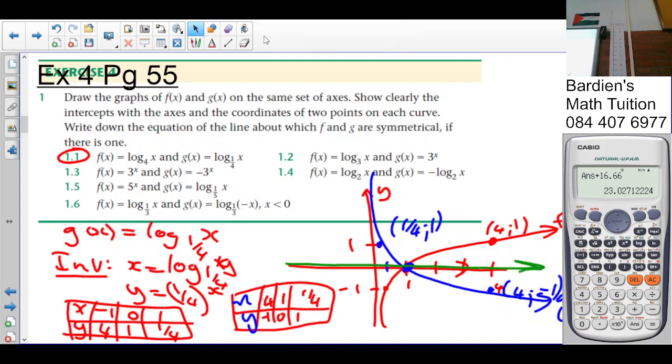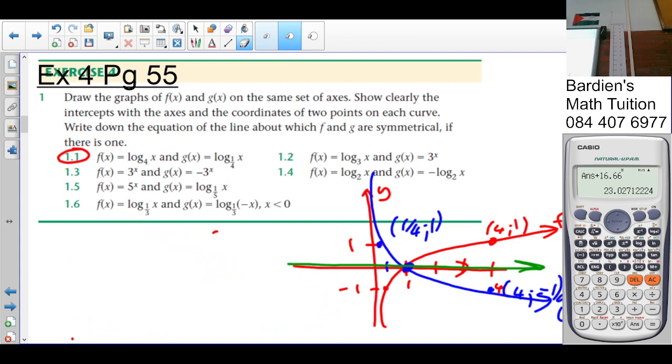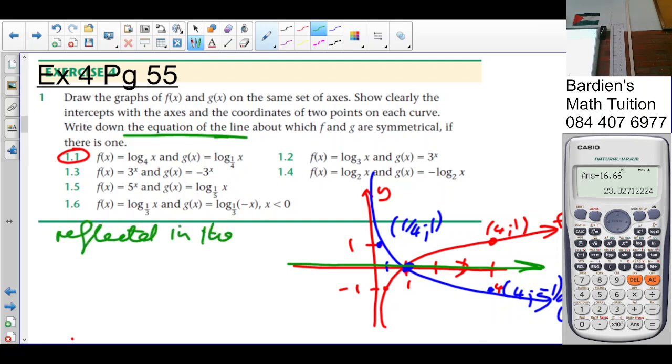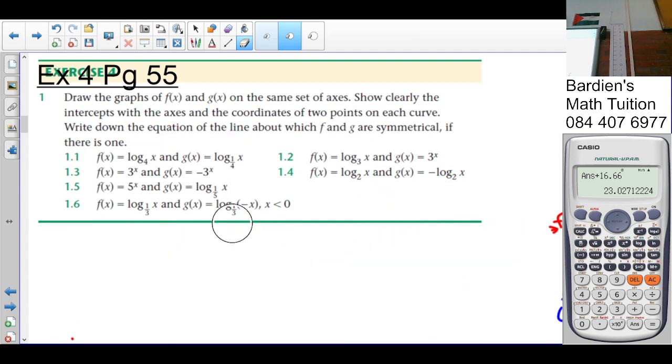Not so? So what did the question say? The question says, write down the equation of the line. The equation. So I can't write x-axis. I have to say it's reflected in the line y is equal to 0. No? That's the equation of the x-axis. You all okay with that? Okay, I'm okay with it. Okay, let's carry on with our lives.